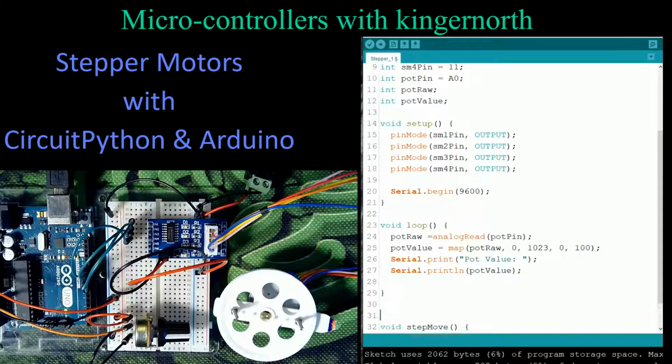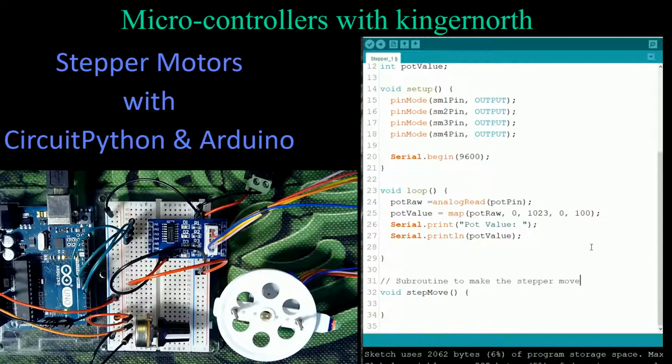So in fact, actually what I'll do is I'll put in here a comment: subroutine to make the stepper move. And the beauty of this is that it won't matter which direction we want it to move. It's going to be the same subroutine for both directions. It really won't matter. So what we do is we do it this way.